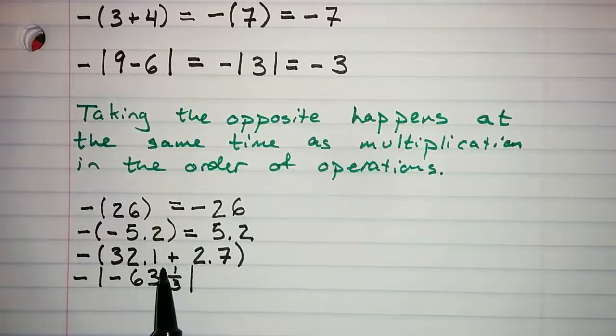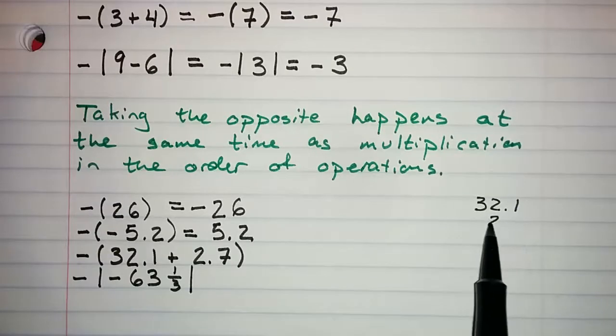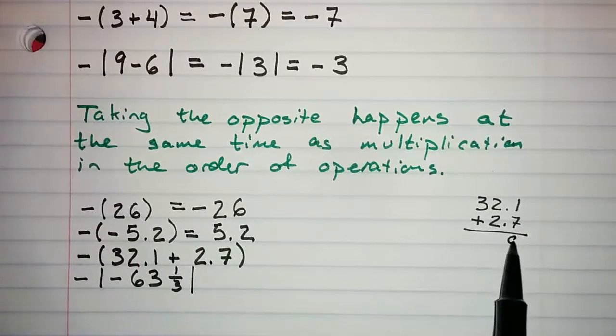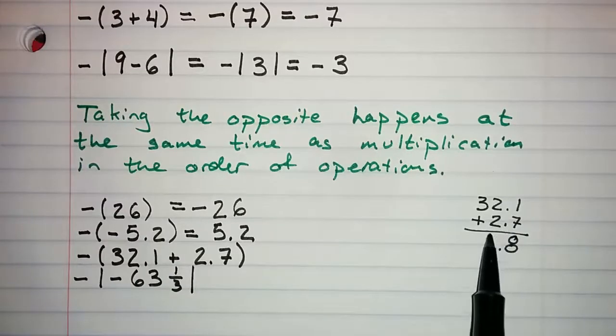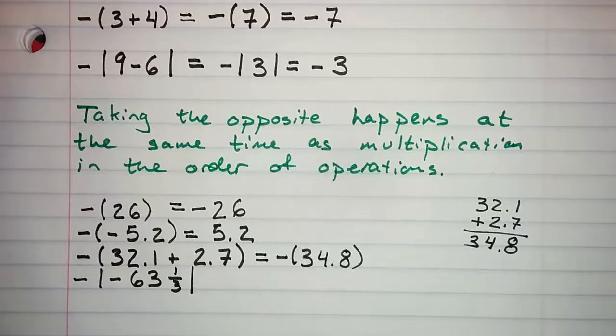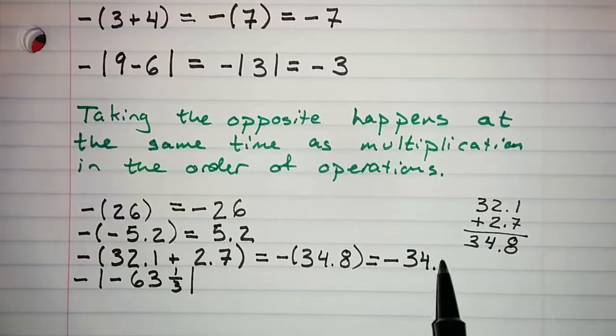Here, I want to do the arithmetic in parentheses before I take the opposite. 32.1, 2.7, I'm going to add them. 1 and 7 is 8, 2 and 2 is 4, 3 is just 3. Now this is positive, so its opposite will be just its negative version.